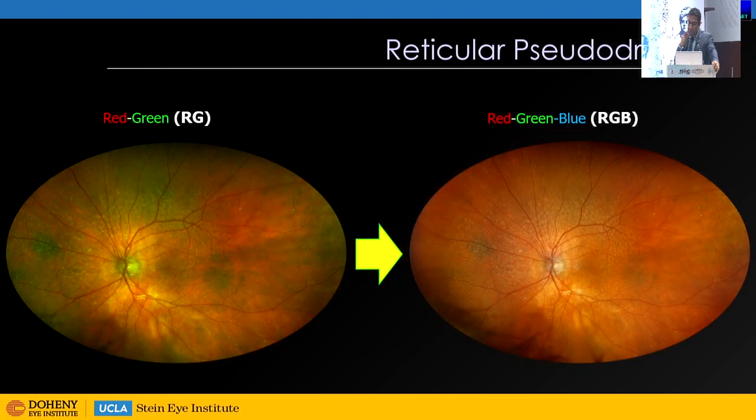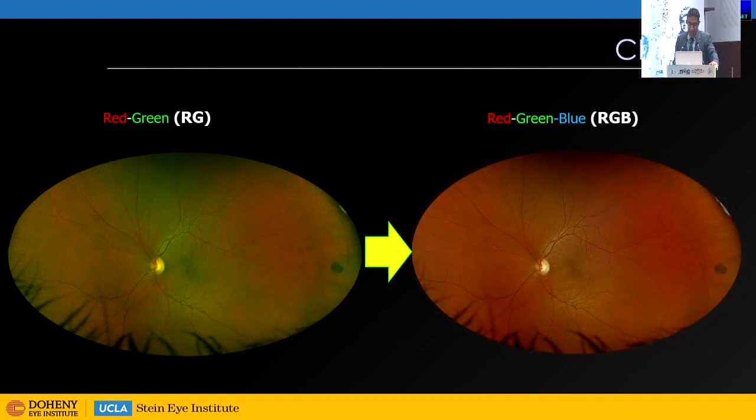Now, one area where I think very clearly there's an advantage of having the addition of the blue laser is in patients with reticular pseudodrusen. This patient has extensive reticular pseudodrusen. You may recall that these lesions were first identified by Gabriel Koskas and Giselle Subran using blue reflectance imaging. So it's not surprising that adding the blue laser will allow us to see these lesions more easily.